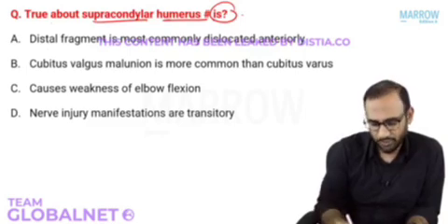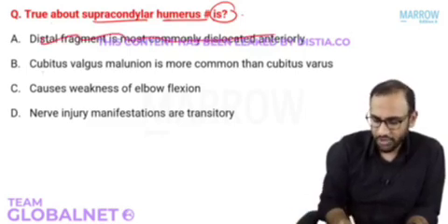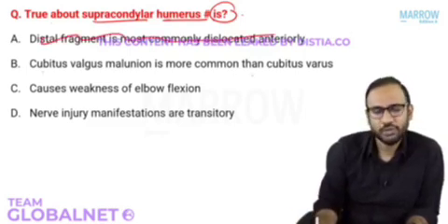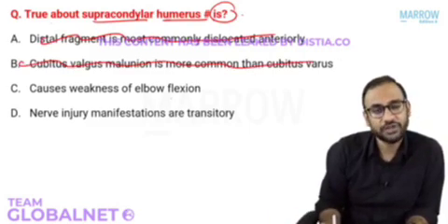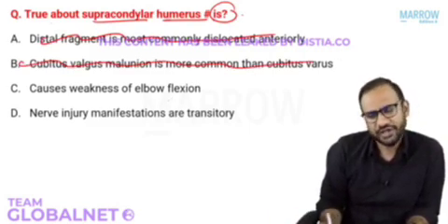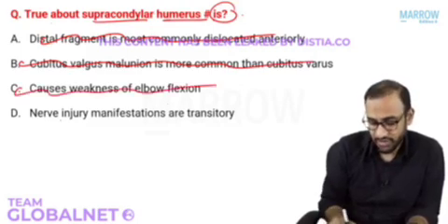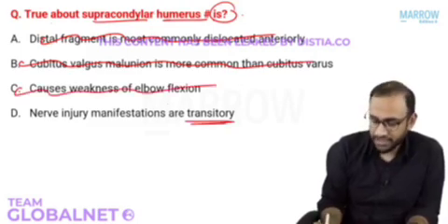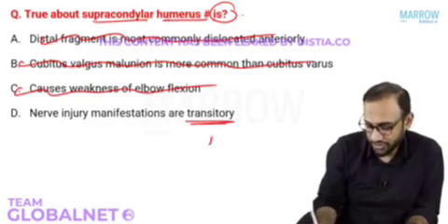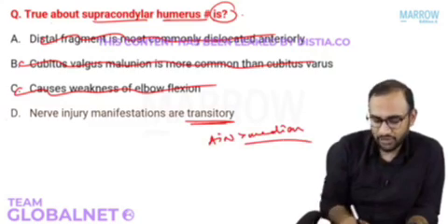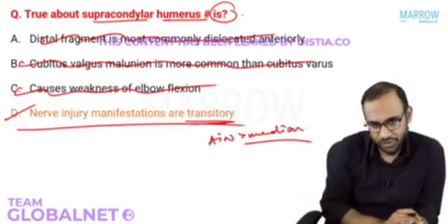It's talking about flexion type. No. Extension type is more common. Cubitus valgus malunion is more common than cubitus varus. No. Cubitus varus is more common. Causes weakness of elbow flexion. No, elbow flexion should be fine. It's an extra-articular fracture, so that is not the answer. Nerve injury manifestations are transitory. Yes, nerve injury manifestations are transitory. These are anterior interosseous nerve injuries more than median nerve injury. So I will go with D as the best answer for this question.